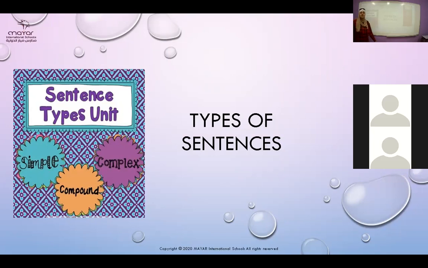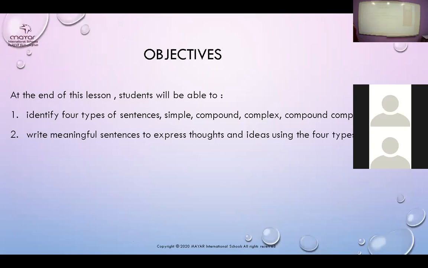What do you mean, teacher, with types of sentences? Types of sentences are sentences that we use in speech or writing, and they are different according to what? According to the number of ideas or thoughts, sometimes we call it ideas or thoughts. Or what? Number of clauses. How many clauses do we have? 2 clauses, 3 clauses, and type of clauses. What type of clauses? Dependent or independent?